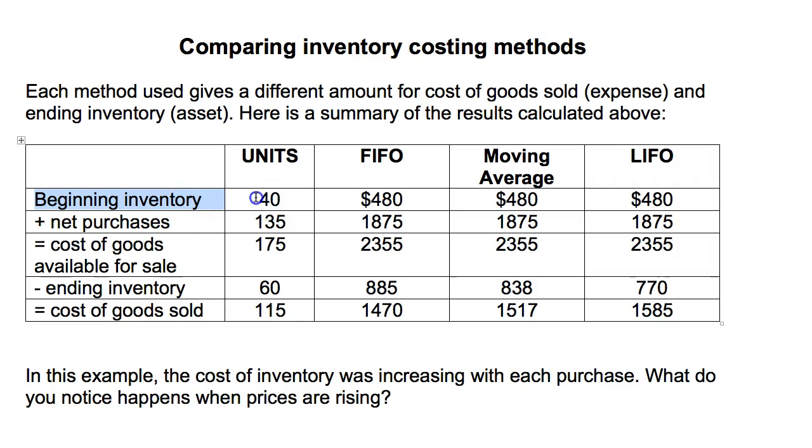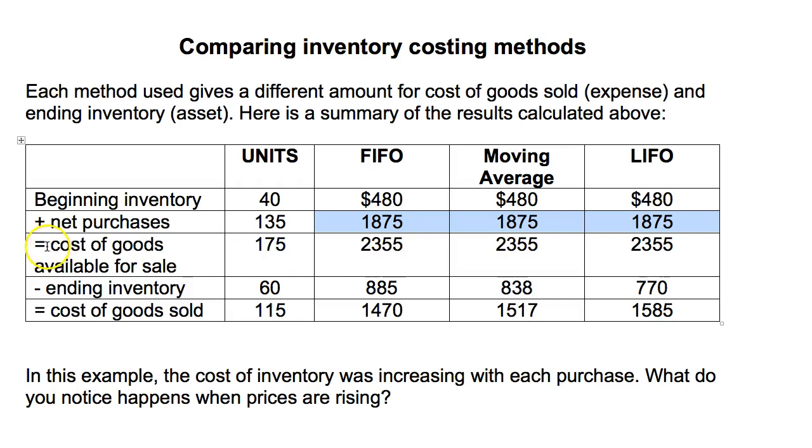So the beginning inventory was 40 units, and the amount was the same for the beginning inventory, no matter what method we used. Then we had our purchases. Altogether, we had 3 different purchases, and it was 135 units, and we spent $1,875. So you'll see that that number is exactly the same, no matter what method we're using, because that's how much we've paid to buy the inventory. It doesn't matter what accounting method you use, that's what you've paid.